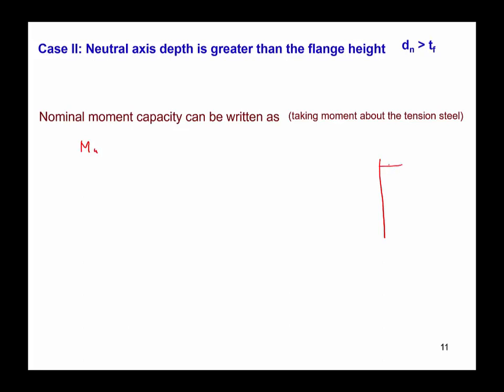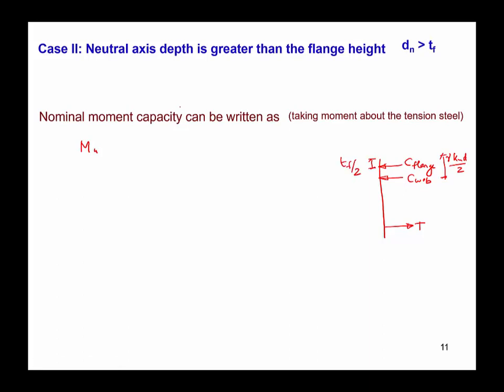So one force is C flange, acting at the center of the TF, and the second one is the compressive force C web, which is acting at the center of the compression block for the web. And this is the tensile force T. So the point of action of C web is gamma KUD over 2, and the point of action of C flange is TF over 2.